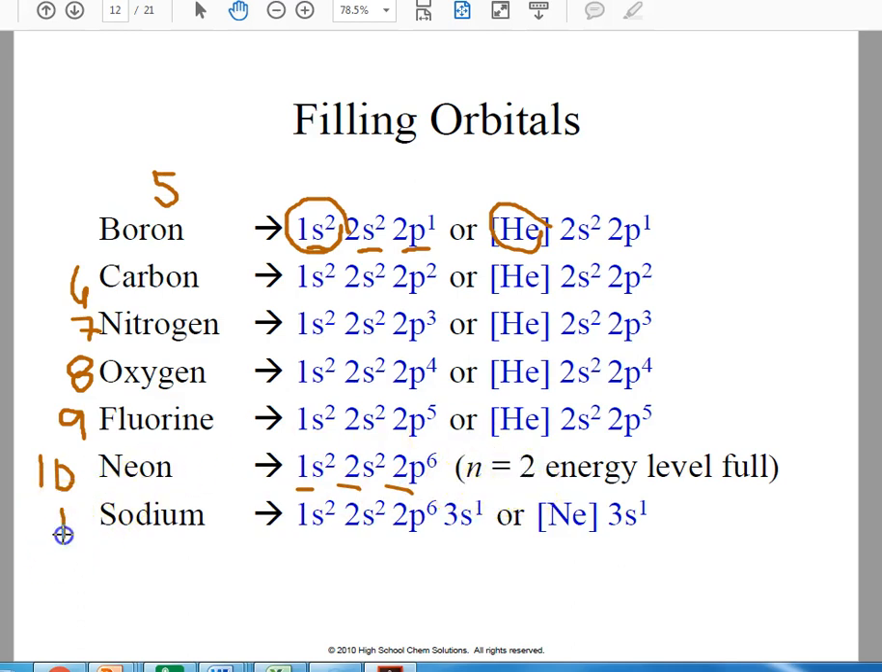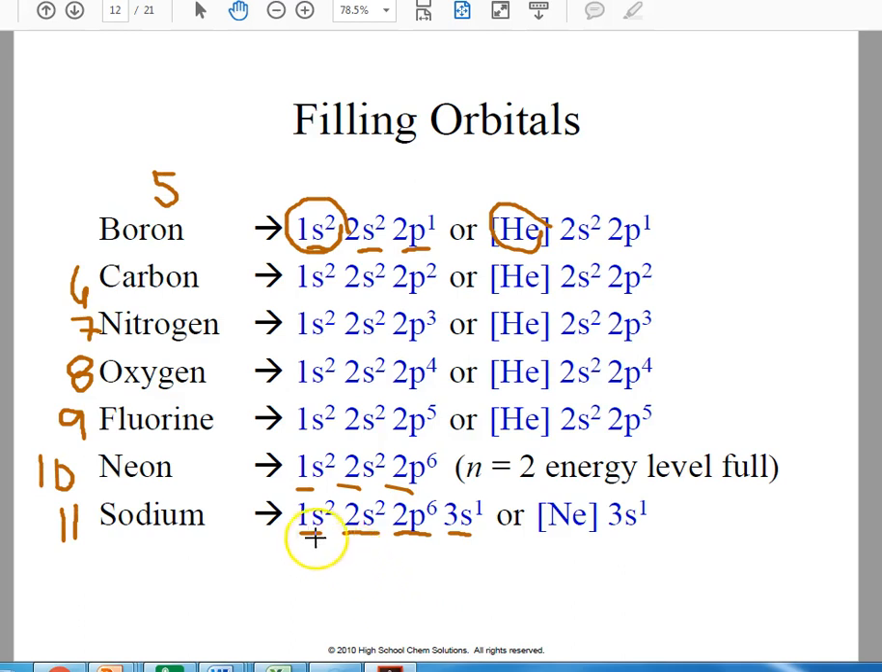So we move down to sodium, which has 11 electrons. We'll put 2 in the lowest, 2 in the next lowest. The next one can hold 6, so there's 10. But that 11th one is going to have to go in the next sublevel, the 3s.